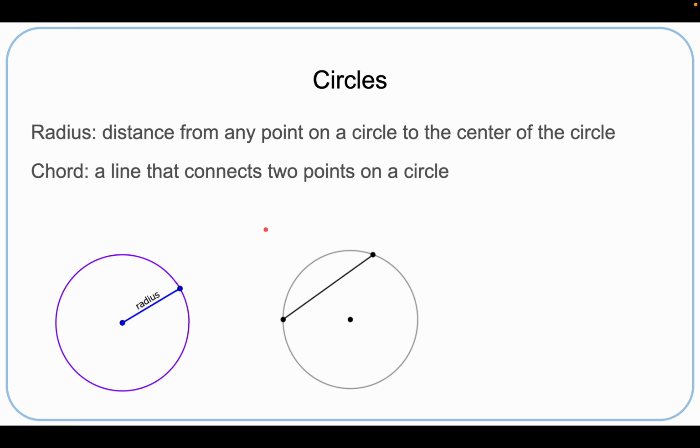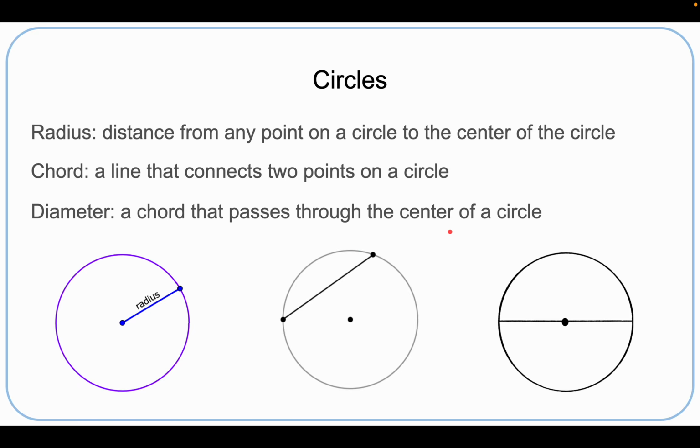A chord is a line that connects 2 points on a circle. So here we have 2 points on the circle and then a line just connecting them. And the diameter is a special type of chord that passes through the center of a circle. So that is the longest chord that a circle can have, is its diameter, the distance all the way across.